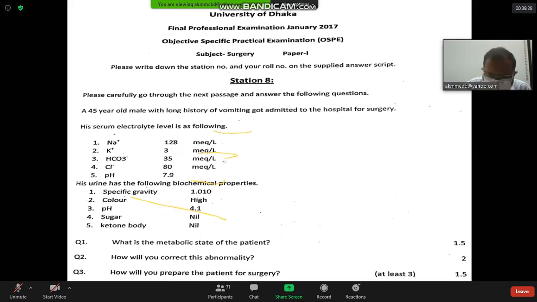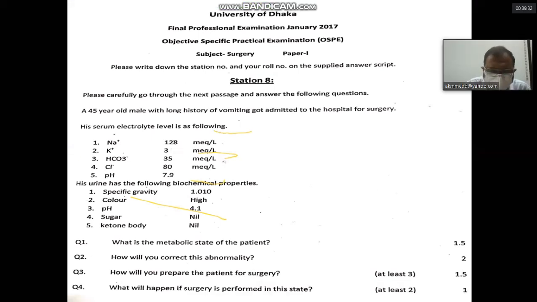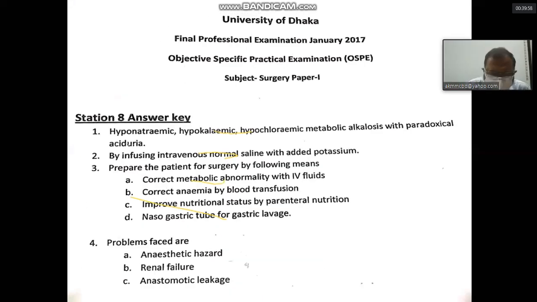What is the value of pH? You will see and say that it is metabolic acidosis or metabolic alkalosis. In case of metabolic acidosis, the pH reduces. What will be the number? pH will be less than 7.4. That is metabolic acidosis. And more than 7.4 is metabolic alkalosis. Here it is metabolic alkalosis. So see the answer: hyponatremia, hypokalemic, hypochloremic, metabolic alkalosis with paradoxical aciduria.